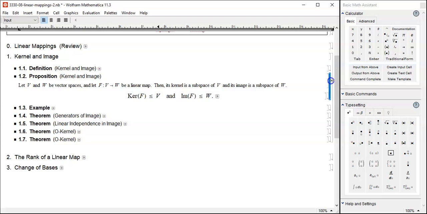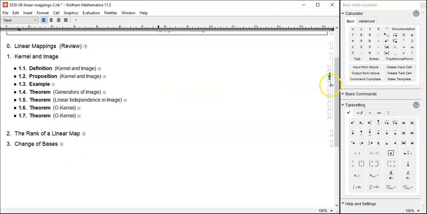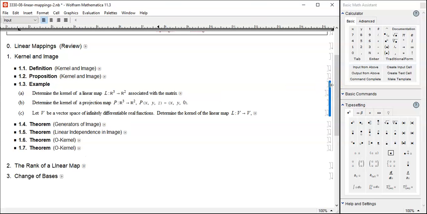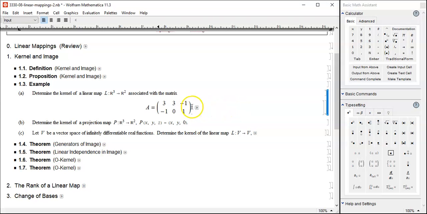Okay. Done with kernel and image. Do we have time for some examples? Okay, let's begin. Determine the kernel of a linear map from R3 to R2 associated with a matrix. And what's the matrix here? Okay, 3, -1, 3, 0, -1, 1.